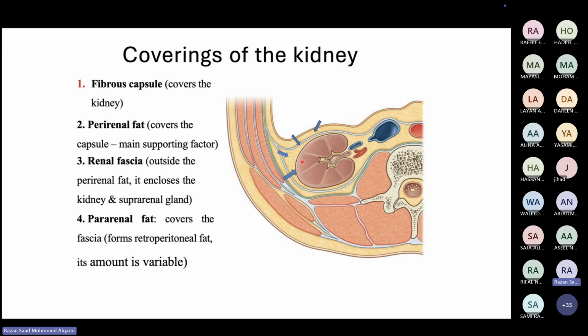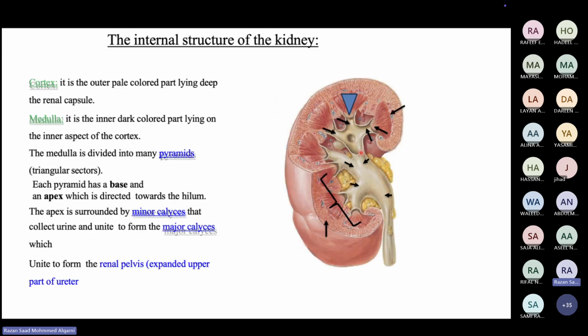Again, we have the capsule that is attached directly to the kidney, then the perirenal fat, then the renal fascia that is going to cover the outside of the perirenal fat, and finally, from the anterior only, we have the pararenal fat, which covers the fascia from the retroperitoneal fat. Its amount is variable depending on the amount of central fat around the GI system, or around the abdominal structures. So we have now finished the most important anatomical structures related to the kidney.